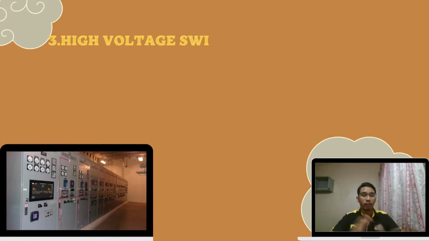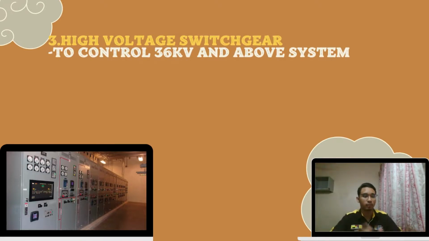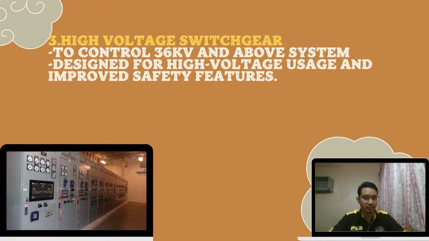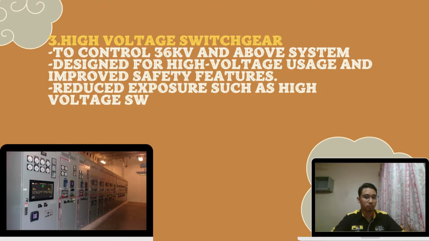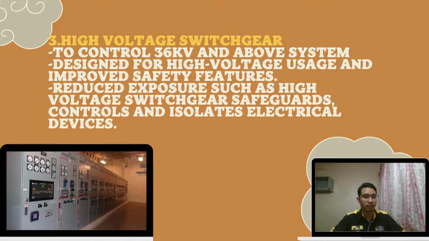Lastly, high voltage switchgear is used to control 36 kV and above because these switchgear are designed for high voltage usage and improved safety features. Then, this electrical circuit also reduces exposure, such as high voltage switchgear safeguard, controls, and isolated electrical device.